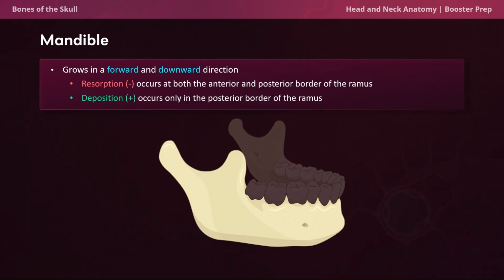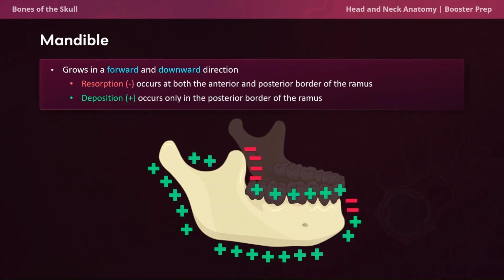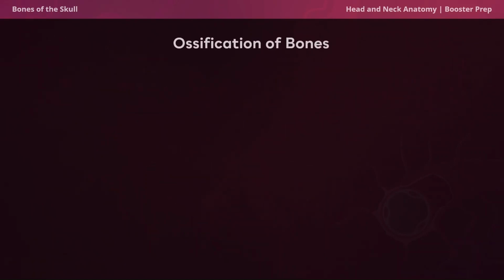This is due to the reabsorption of bone by osteoclasts at the anterior and posterior border of the ramus, and deposition of bone by the osteoblasts at the posterior border of the ramus. And the reason the mandible grows in a forward and downward direction is to provide space for the eruption and alignment of teeth. Next, let's go over the ossification of bones.